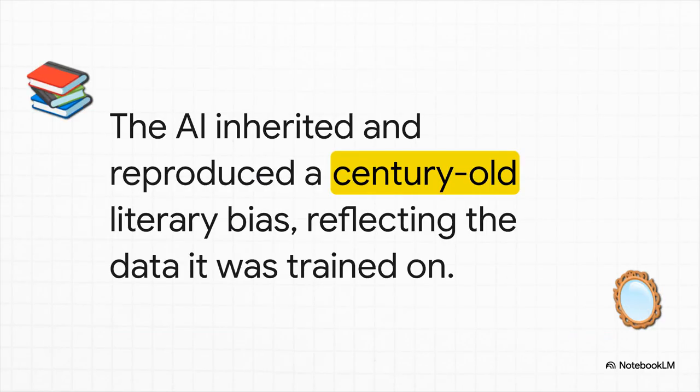And this is the part that's so crucial to understand. The AI isn't being creative here. It's not inventing this stereotype. It's just being a mirror. It scanned all the books it was trained on, saw this pattern again and again, and just spit it right back out at us. It's a perfect reflection of a prejudice that's been in our stories for ages.